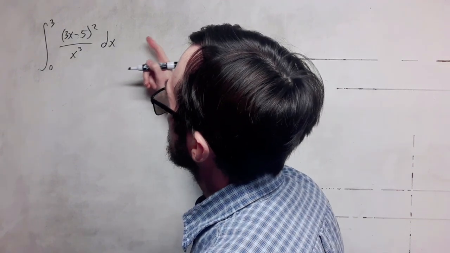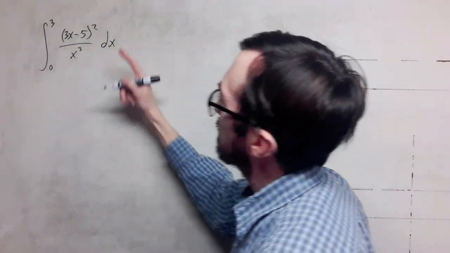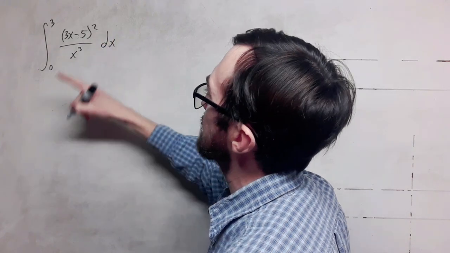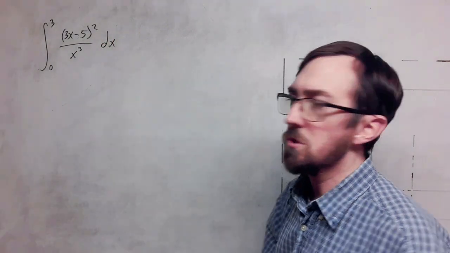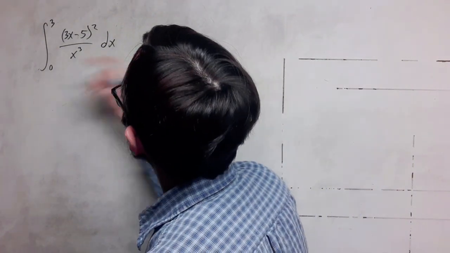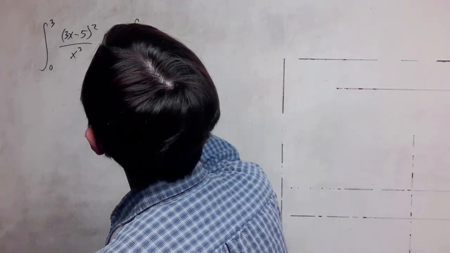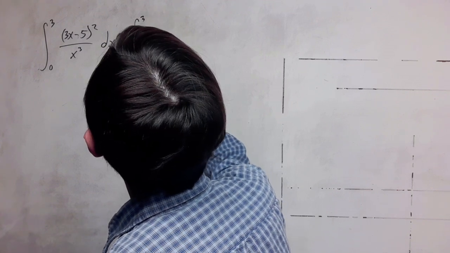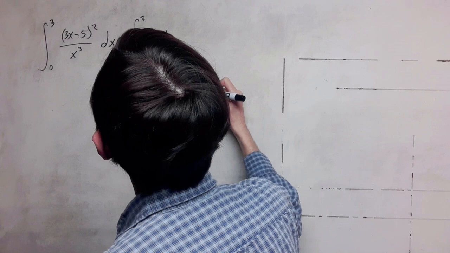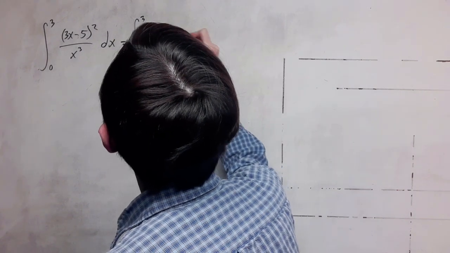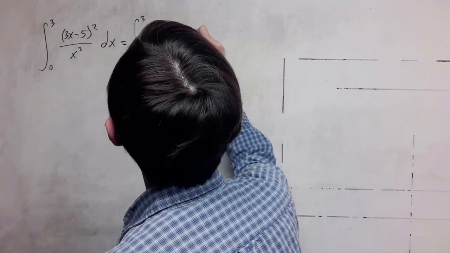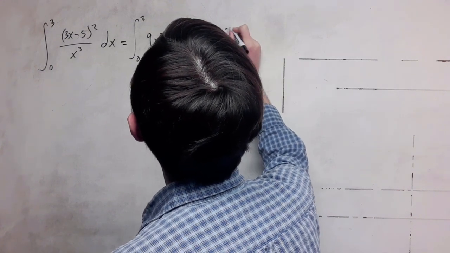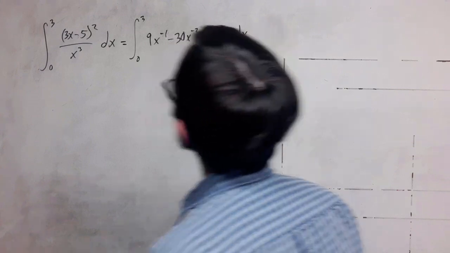We can simplify these terms by expanding the polynomial at the top and then dividing this term out to get a rework of this. So this is going to be equivalent to the integral of 9x to the negative 1 minus 30x to the negative 2 plus 25x to the negative 3 dx.